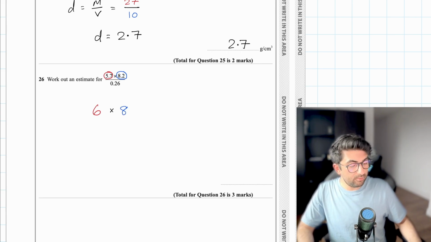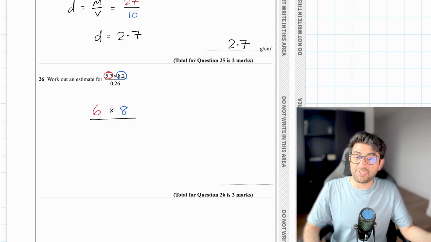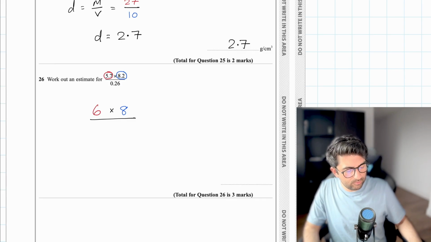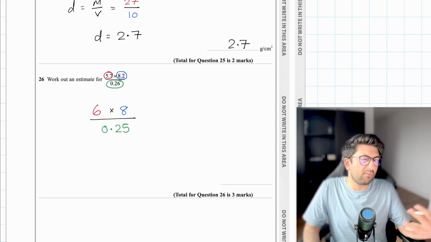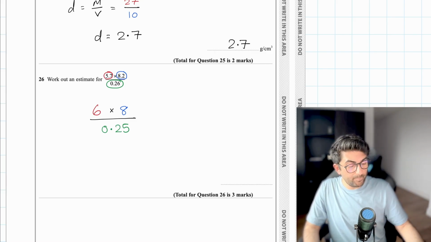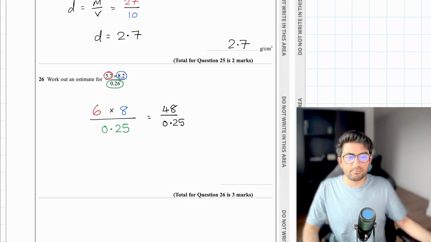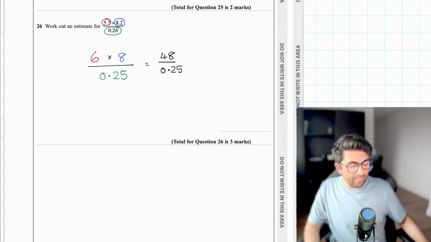And then we need to divide. Okay, 0.26. Well, 0.26, I'm going to change that into 0.25, because dividing by 0.25 is like dividing by a quarter. Okay, so now we can start working this out. 6 times 8 is 48. And we're dividing by 0.25. So there's a few ways of doing this. Divide by a quarter is just like saying fraction, right? So what is this saying? This is saying 48 divided by 0.25.